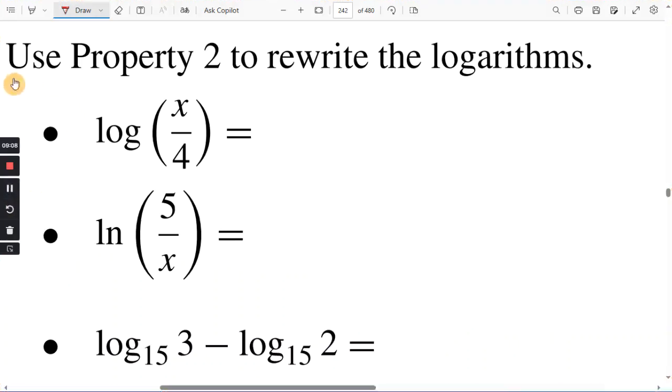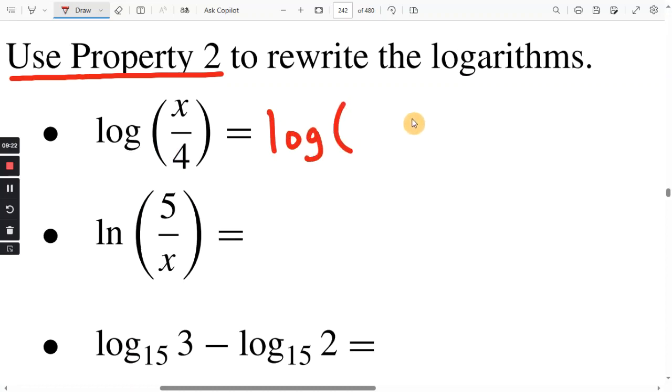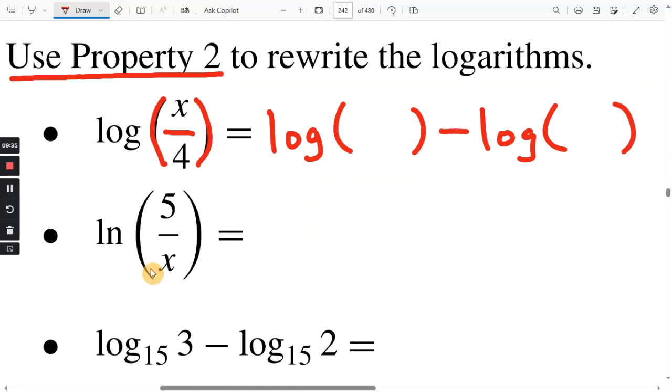All right, so now we're going to use property 2 to rewrite these logarithms. We have the log of x divided by 4, so let's rewrite the log and leave some parentheses, minus, rewriting the log, leave some parentheses. Why did I use minus? Because the argument of this log here is a fraction. It's divided, x divided by 4. So the first term is the numerator, that's the x, and the second term is the denominator, that's the 4. All right, and that's basically it.